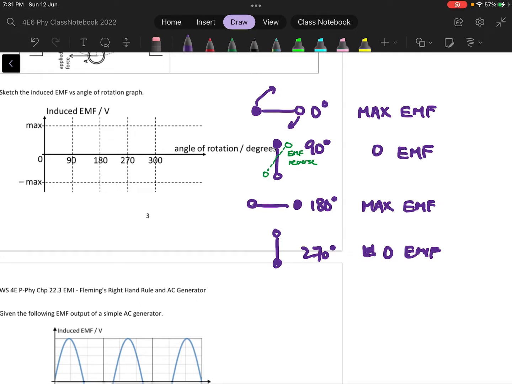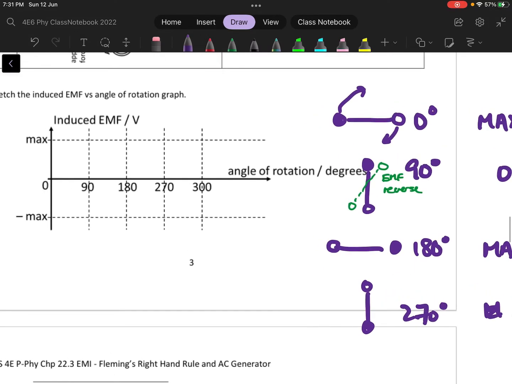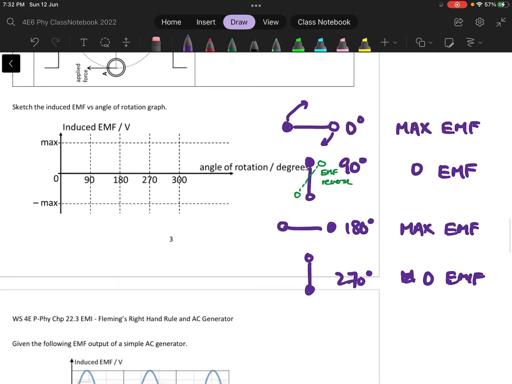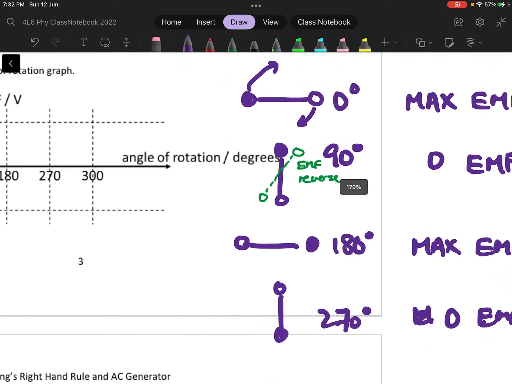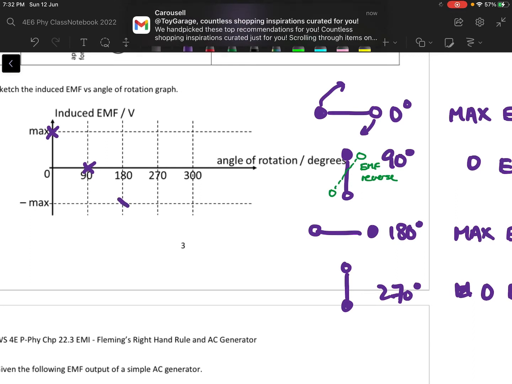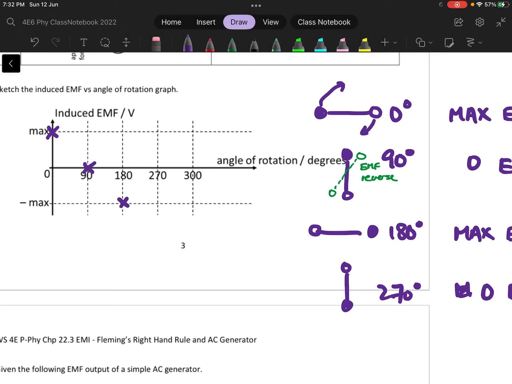So we are going to put this on a graph. So here you can see that at 0, I'm going to get a maximum. At 90, I'm going to get 0. At 180, I'm going to get a maximum. But in this case, because the EMF is being reversed, my maximum will be a negative maximum. And then the cycle basically repeats.